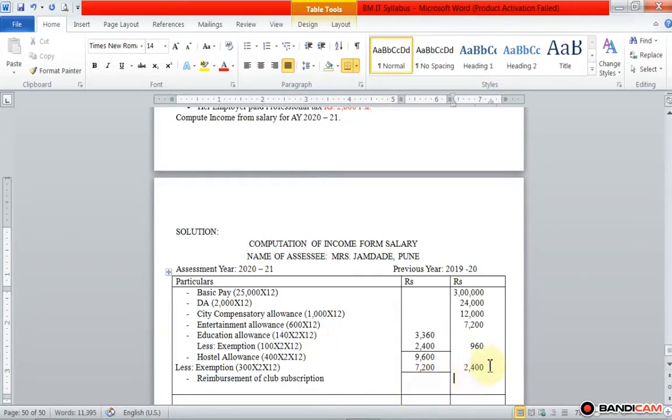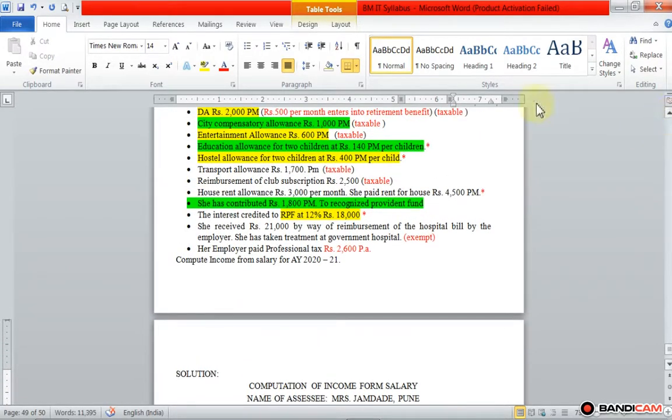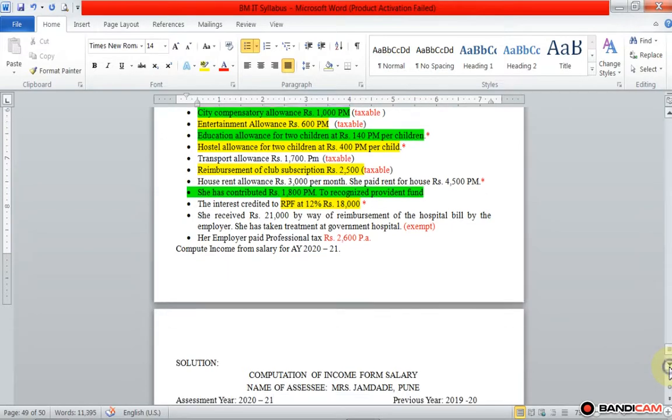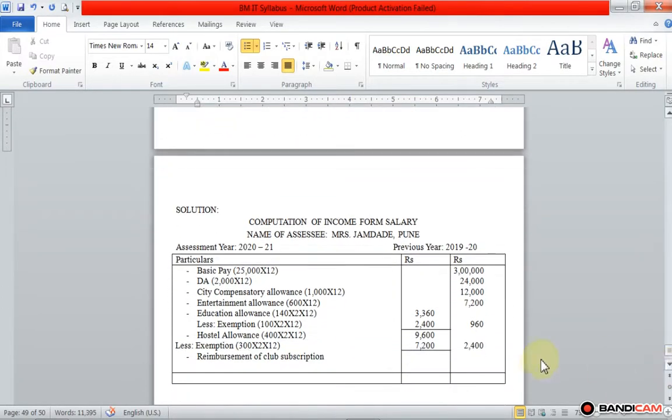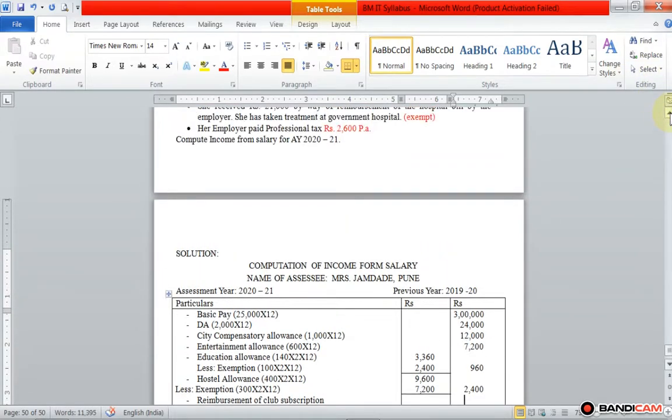Reimbursement of club subscription amounted to rupees 2,500. So these are the taxable perquisite. 2,500.